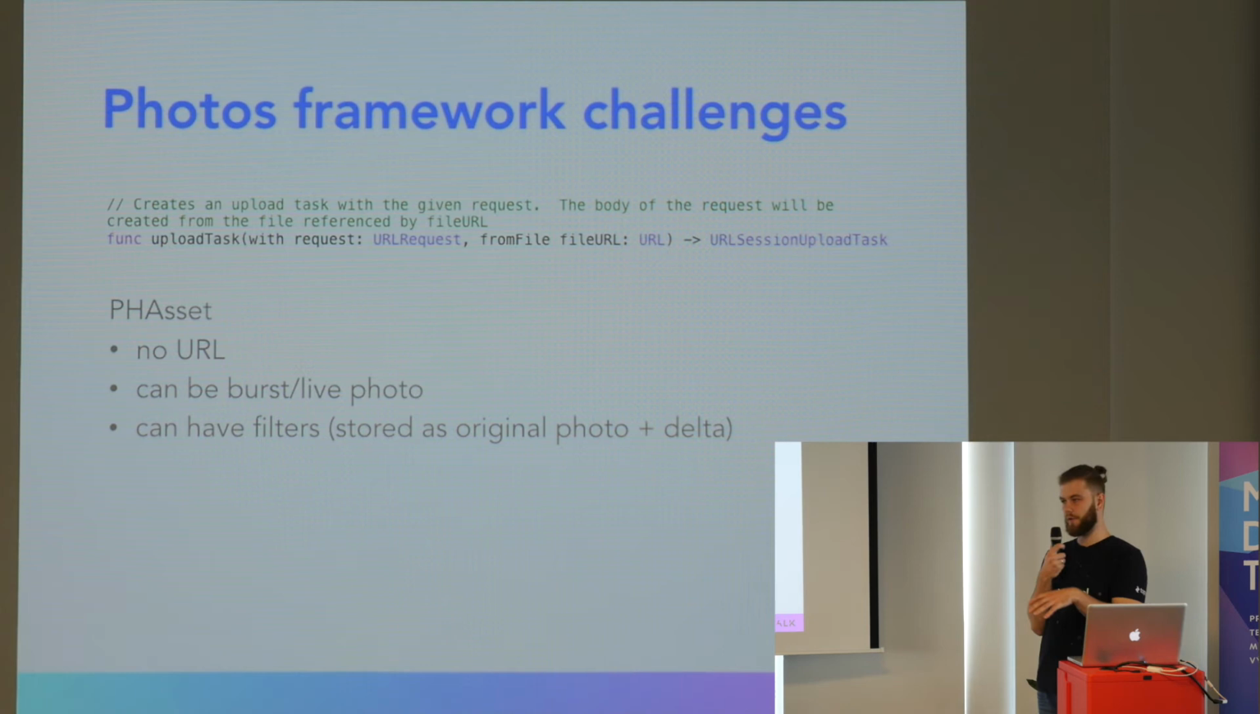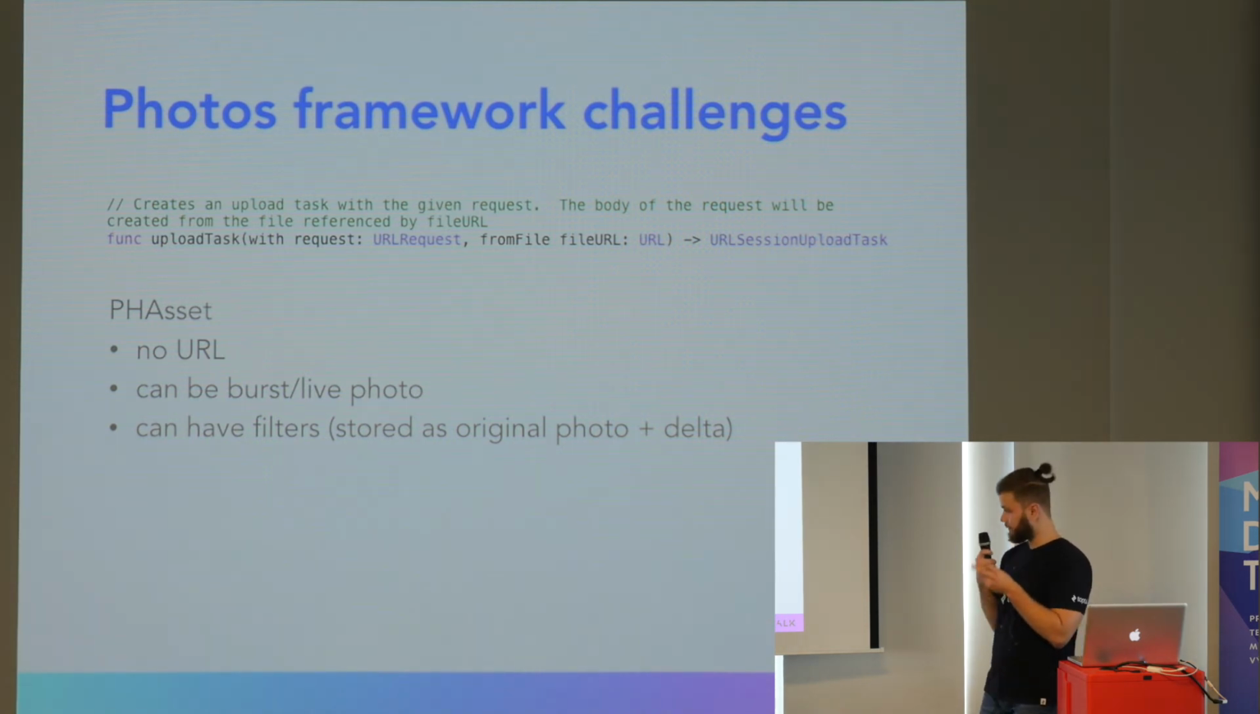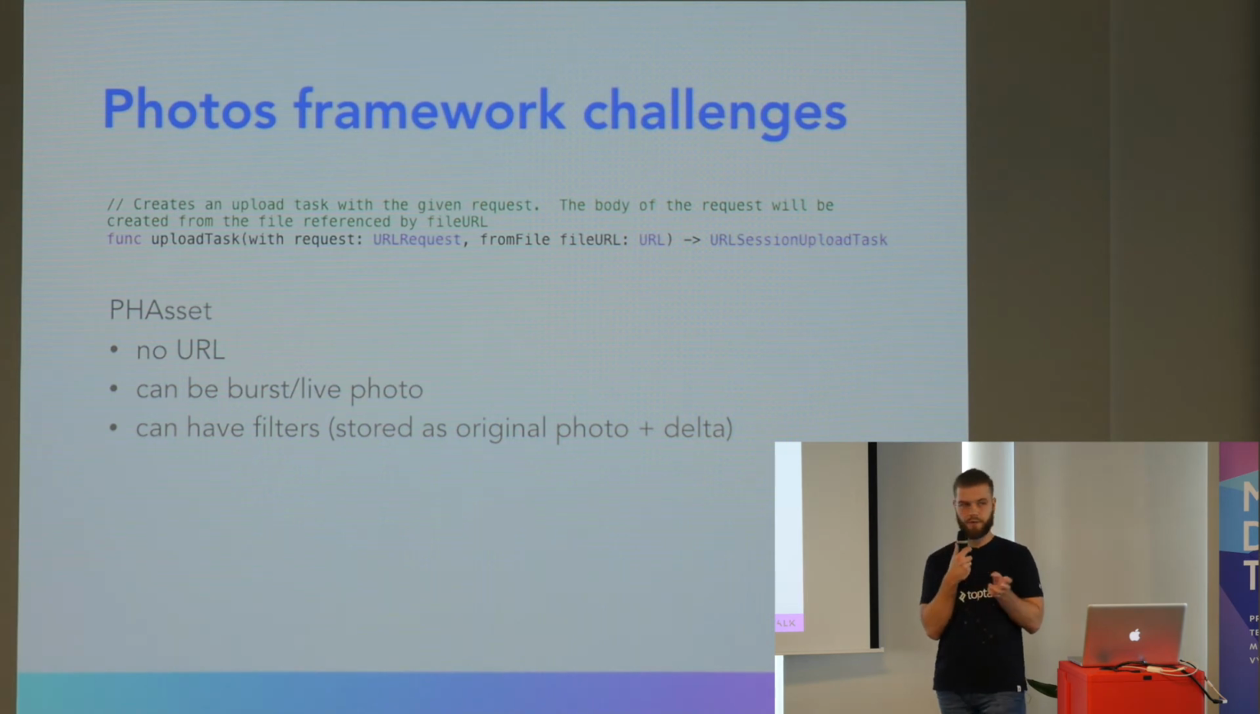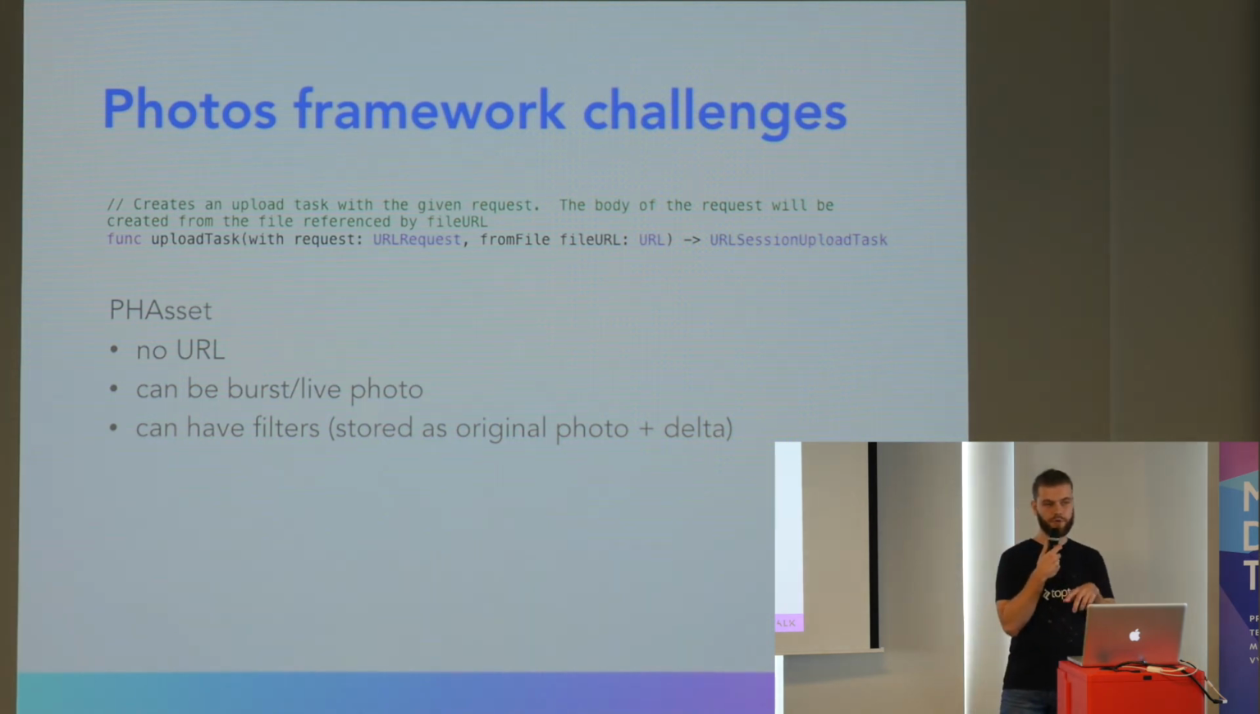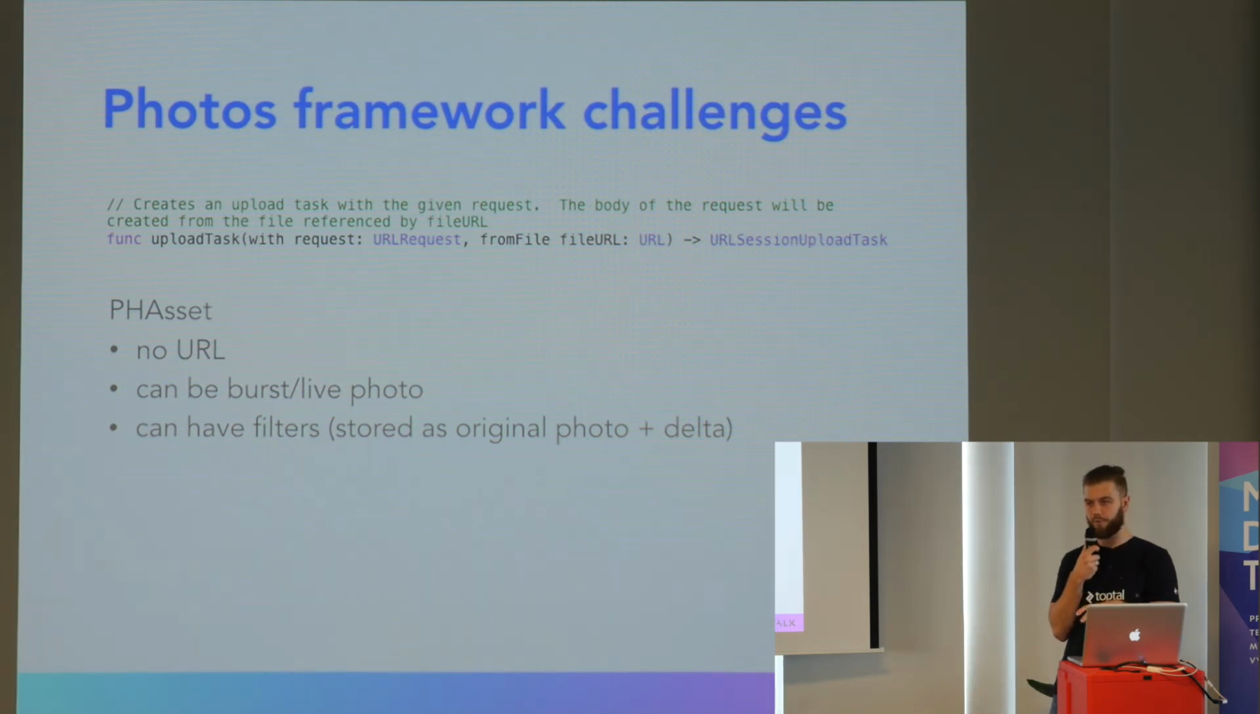It also can have filters. That's why you get 2 files: the original one and a delta that is applied to the original one to get the new one. So for example, if you take a photo and then make it grayscale, the first one will be the original and the second one will be the gray delta.